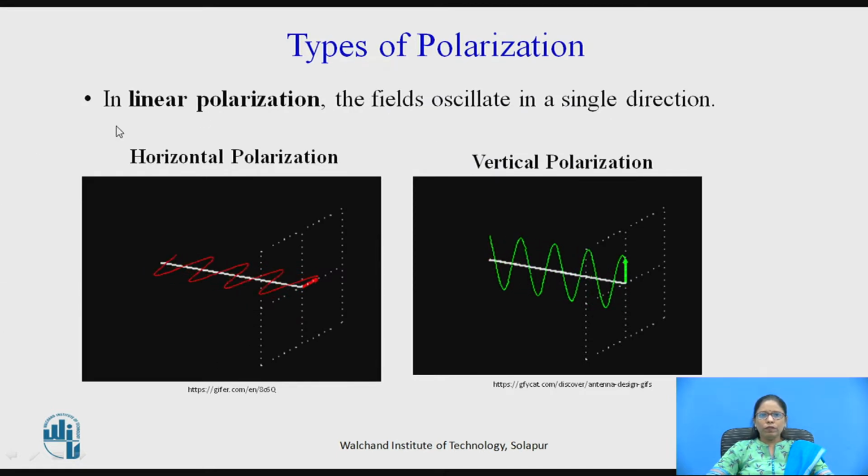There are different types of polarization: linear polarization, circular polarization, and elliptical polarization. In linear polarization, the fields oscillate in a single direction. As you can see, this electric field is oscillating in the horizontal direction. The wave in red color, which oscillates in the horizontal direction, is called horizontal polarization. The wave shown in green color is oscillating in the vertical direction, so it is called vertical polarization.